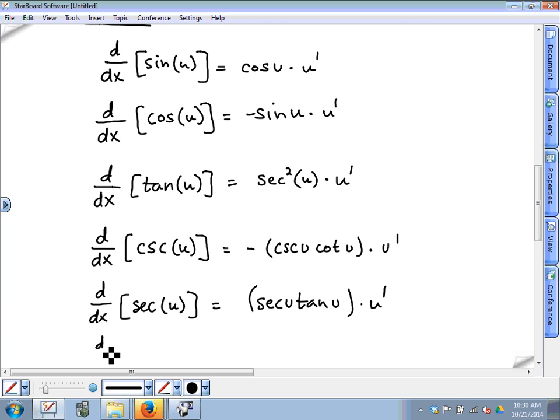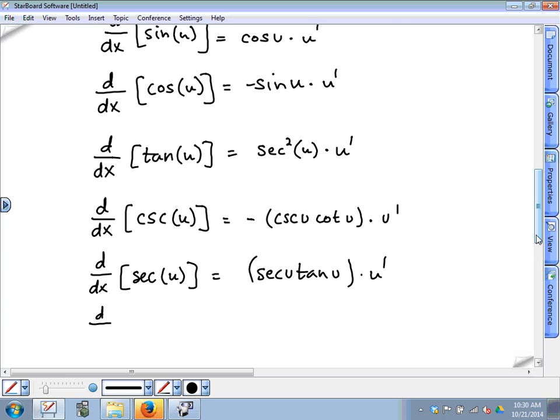And finally, what are we missing? We have cosecant, cotangent. The derivative of the cotangent of u is negative cosecant squared of u times u prime.